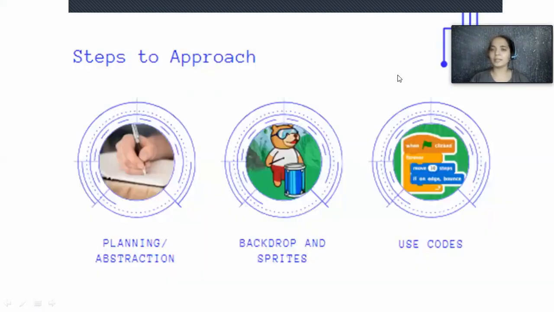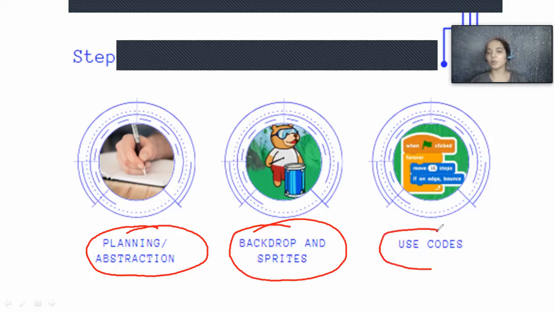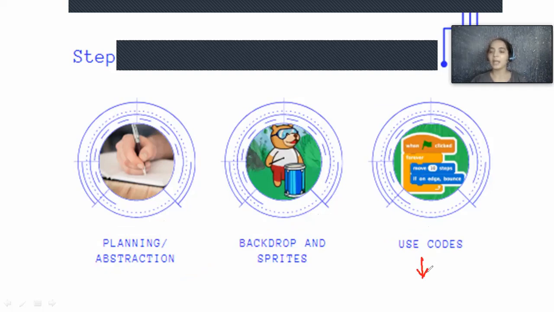Now let's try to understand the next thing, how we can approach our coding. The steps to approach are quite easy. First things first, you're going to do some planning, some abstraction. Second, there should be some backdrop or sprite that you want in your own application. And the third thing we need is to use the code, and these codes could have any kind of logic, anything that you want to happen.